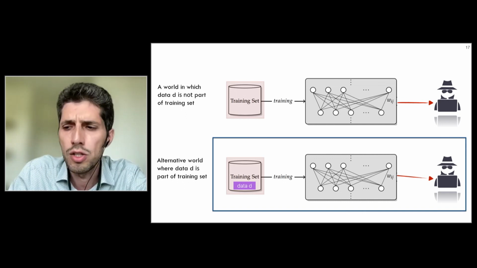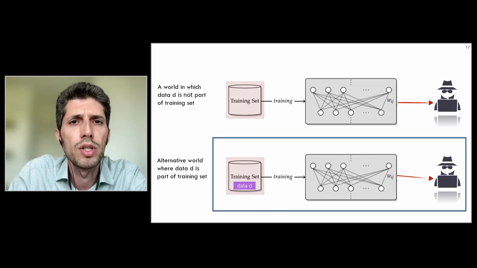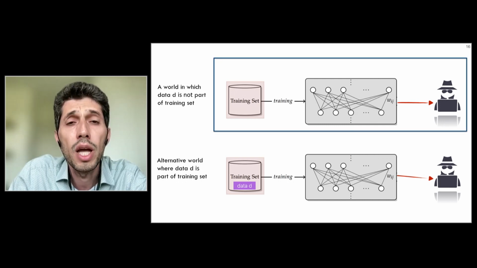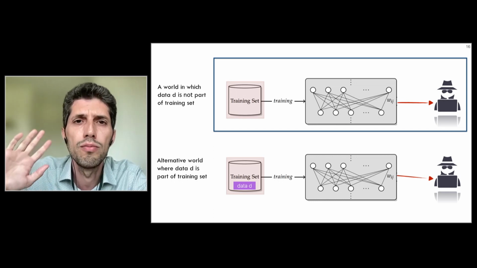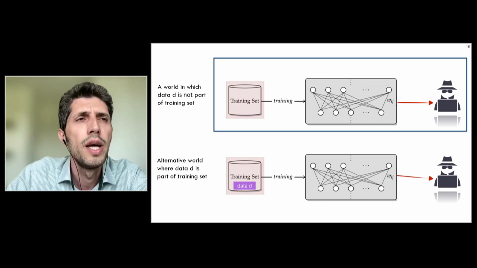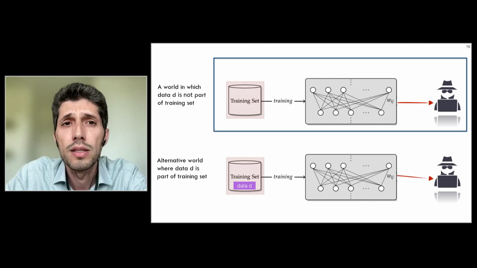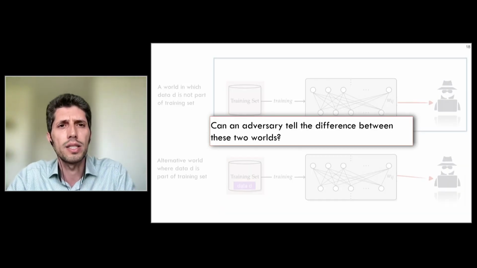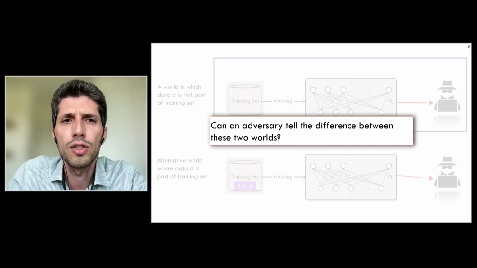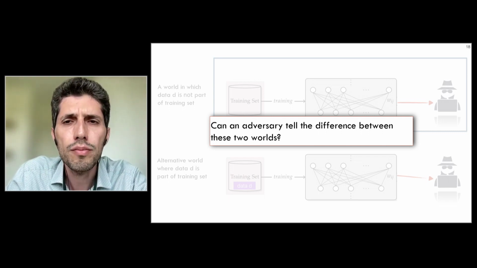So by chance, he could be in this world or in that world, and we ask the adversary whether he would be able to tell in which world he is in. This hypothetical, super powerful adversary has to guess. And this is the basic question that we ask: is it possible for an adversary to differentiate between these two worlds?